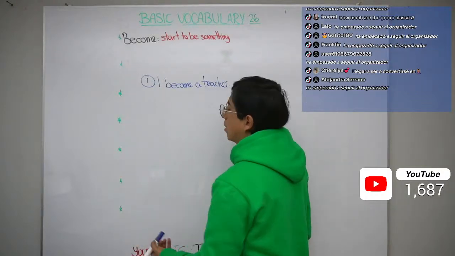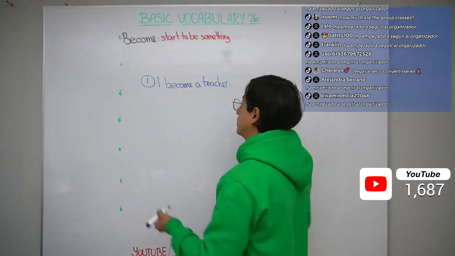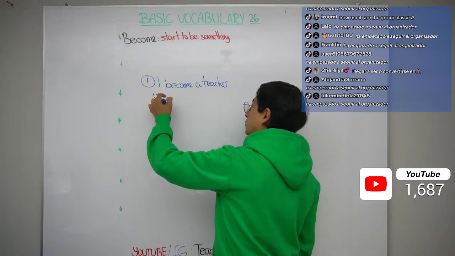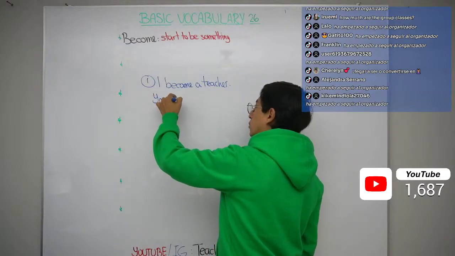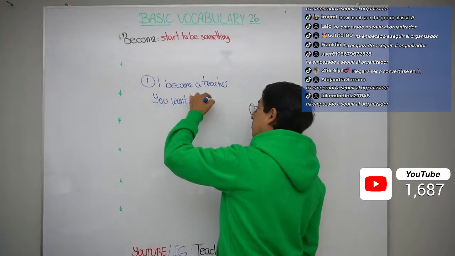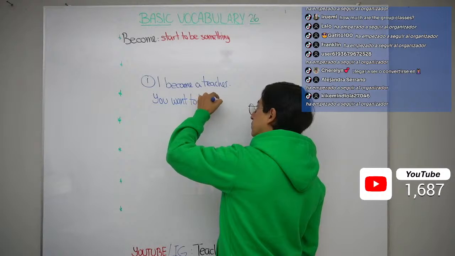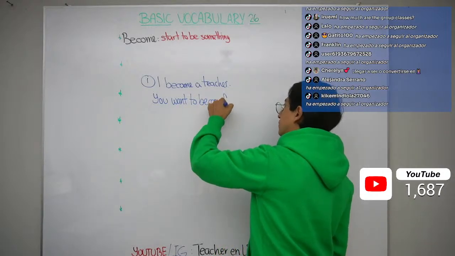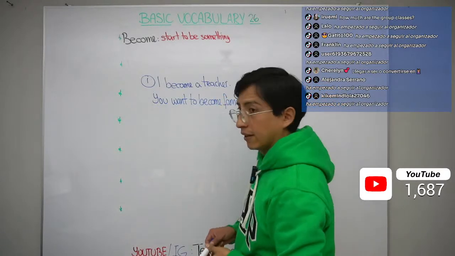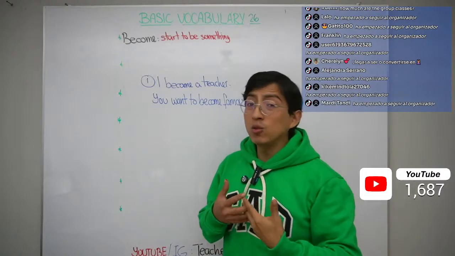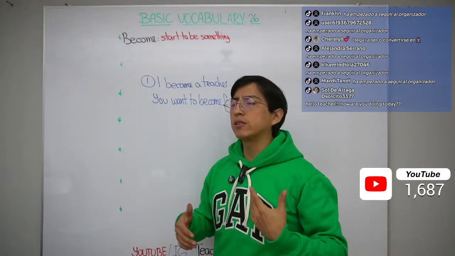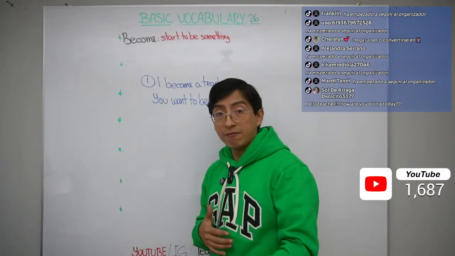Okay, now one more thing we can say, for example, you want to become famous. Okay, so again, maybe you are not famous. Okay, you're not famous yet, but you want to become famous.